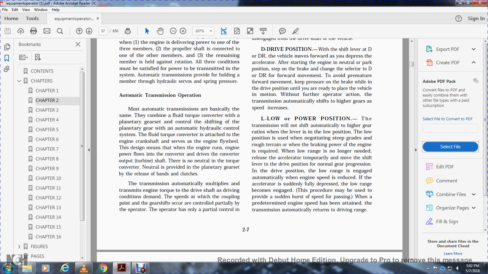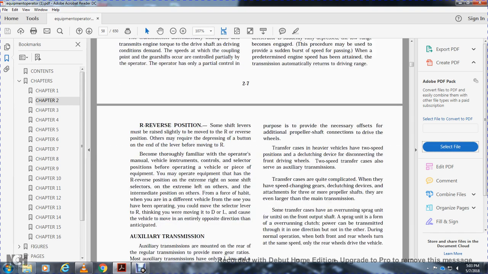Normal gear progression in the driving position. Low range engaged automatically with the engine speed reduced. If the accelerator is suddenly fully depressed, the low range becomes engaged. This procedure must be used when a sudden burst of speed is needed for passing. When a predetermined engine speed has been attained, the transmission automatically remains in driving position.